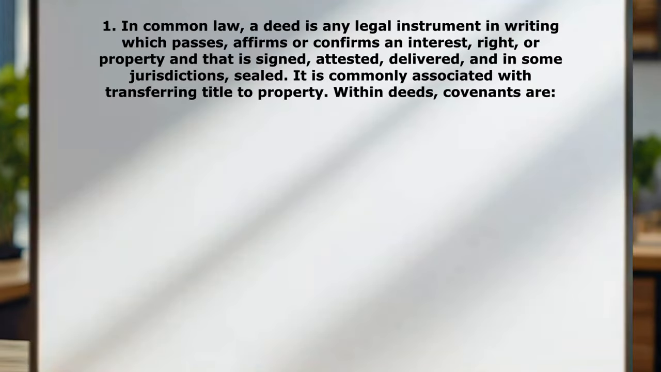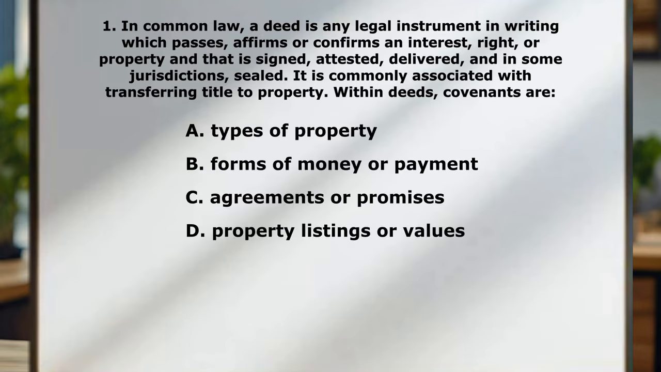Question number 1. In common law, a deed is any legal instrument in writing which passes, affirms, or confirms an interest, right, or property that is signed, attested, delivered, and in some jurisdictions, sealed. It is commonly associated with transferring title to property. Within deeds, covenants are A. Types of property. B. Forms of money or payment. C, agreements or promises. D, property listings or values.